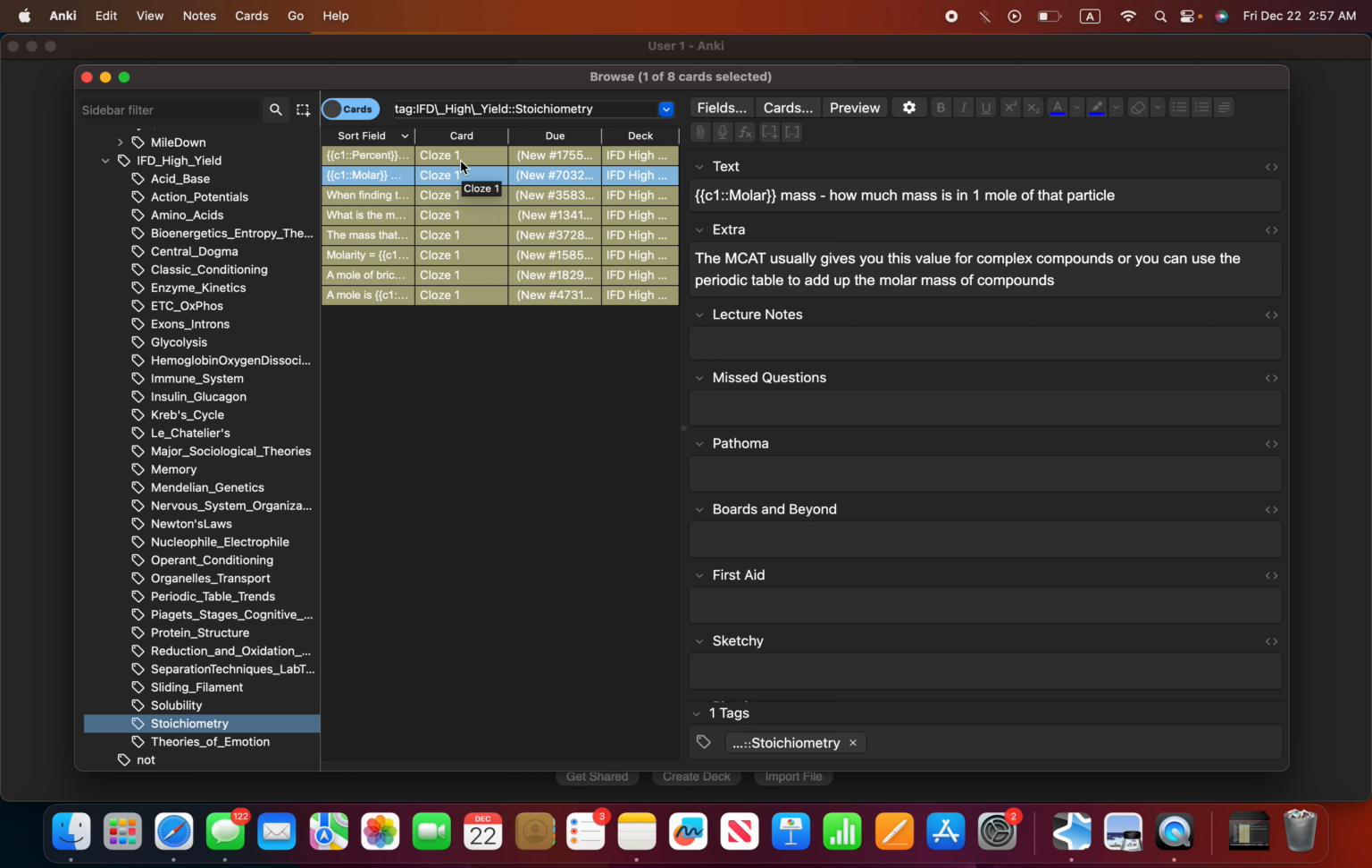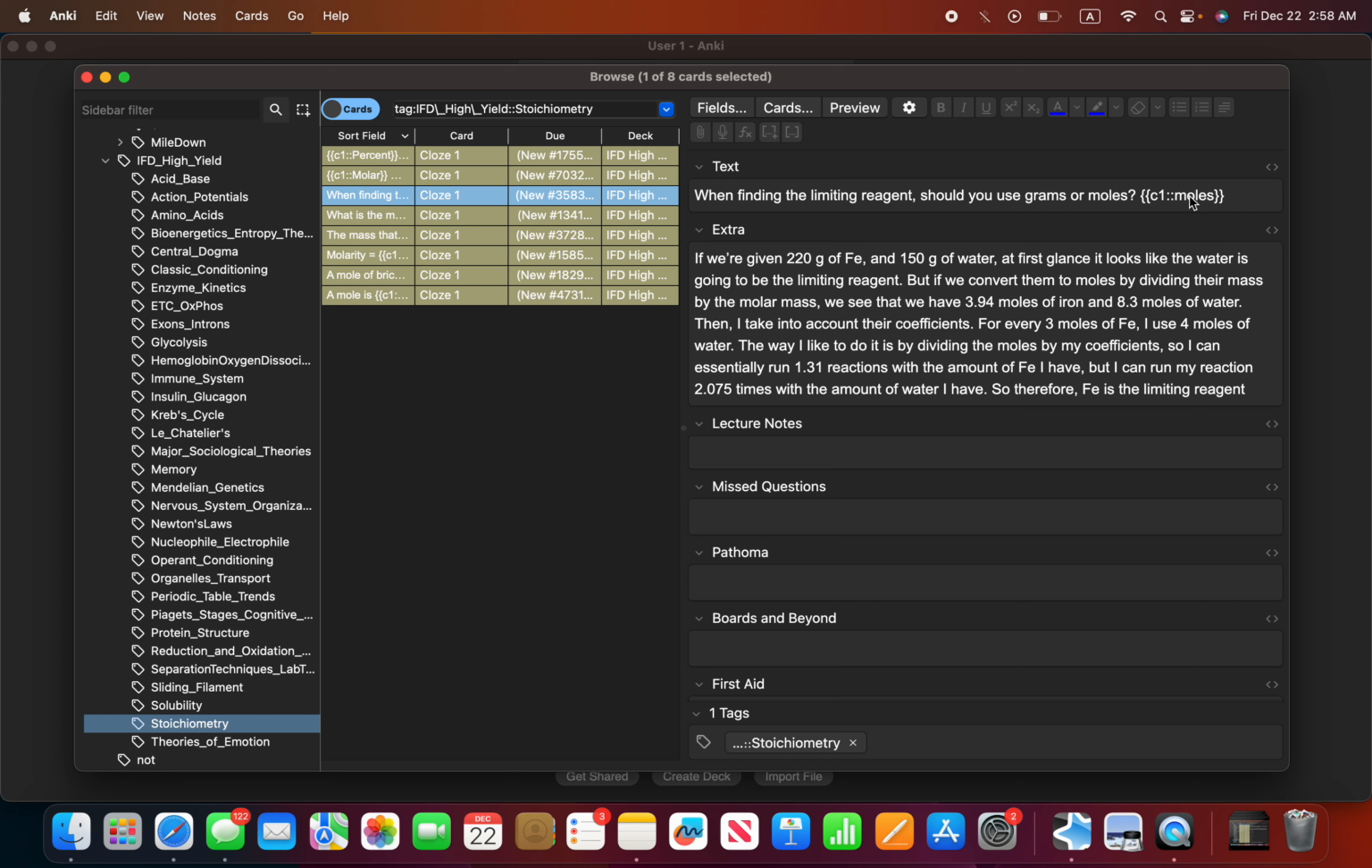We have then the molar mass, which is how much mass is in 1 mole of that particle. The MCAT usually gives you this value for complex compounds, or you can use the periodic table to add up the molar mass. Yes, we know that. For example, oxygen is 16 grams per mole, right? When finding the limiting reagent, you should use grams or moles? You should use moles.